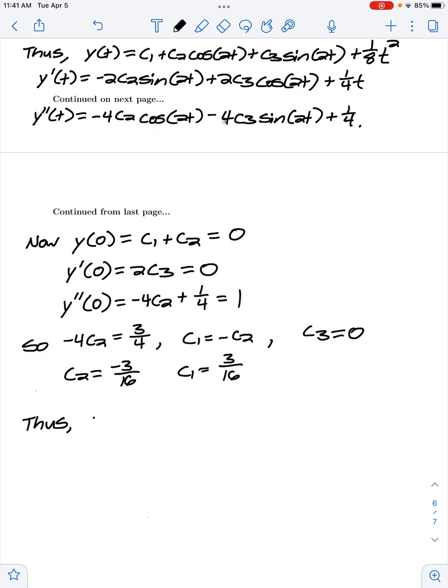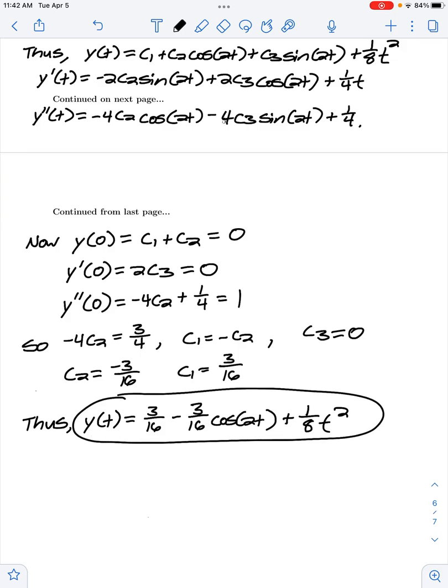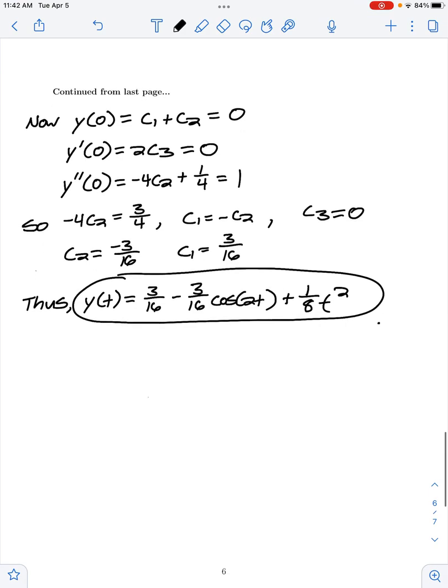So our solution of this initial value problem would be c1, which was 3/16, plus c2, which is negative 3/16, times cosine of 2t, plus c3, which was 0, sine 2t, and then plus my particular solution, which was 1/8 t squared. So here we have the solution of that initial value problem.